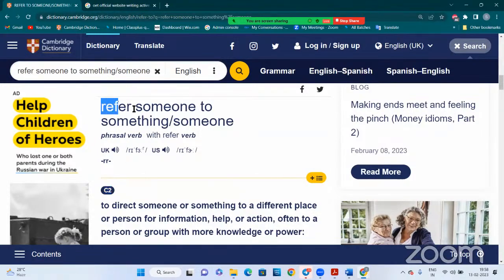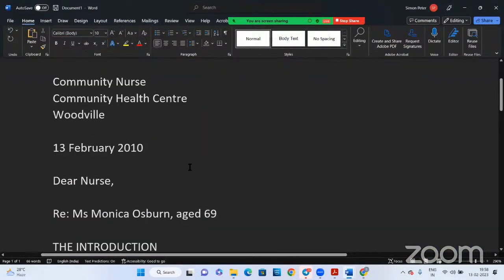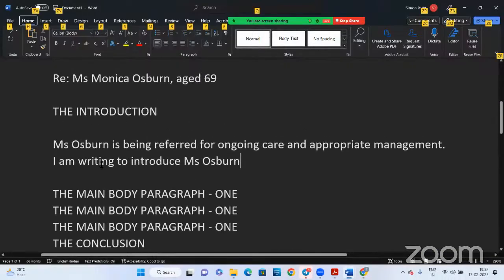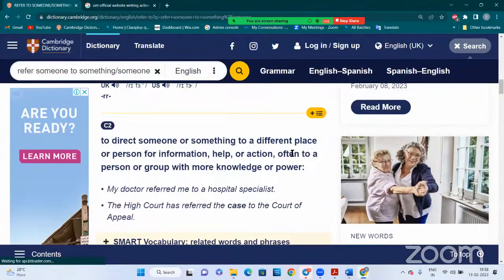I am referring Miss Osborn to you. That is the meaning. To you only here. To whom? To the community nurse. Understood? Why should you tell I am referring her to you? Is being referred enough? I am writing to introduce. Introduce means what? See here. To direct someone or something to a different place or person for information, help or action, often to a person or group with more knowledge or power. My doctor referred me to a hospital specialist.